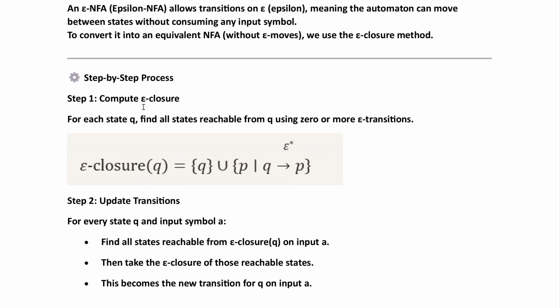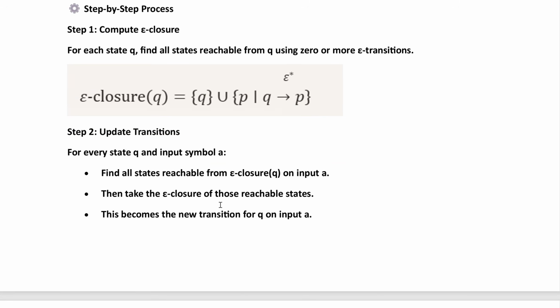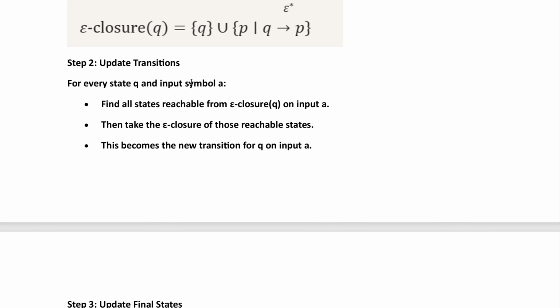In the first step, we have to compute the epsilon closure. That is, for each state Q, we have to find all the states reachable from Q using zero or more epsilon transitions. And step number two states that we have to update the transitions for every state Q and input symbol A: find all the states reachable from epsilon closure on input A.